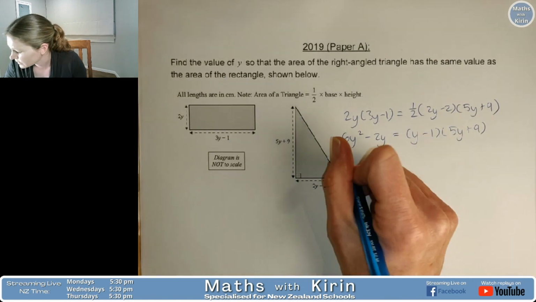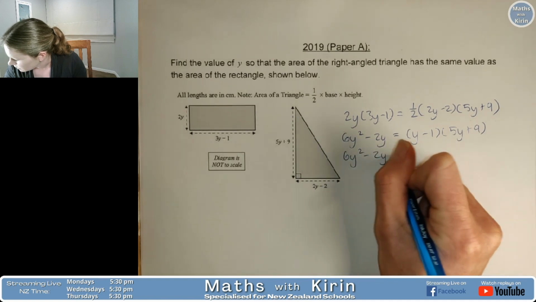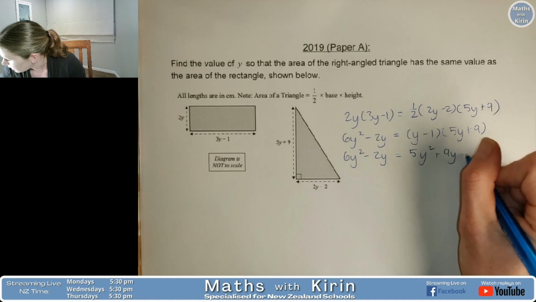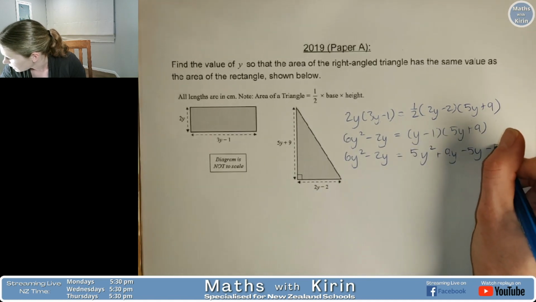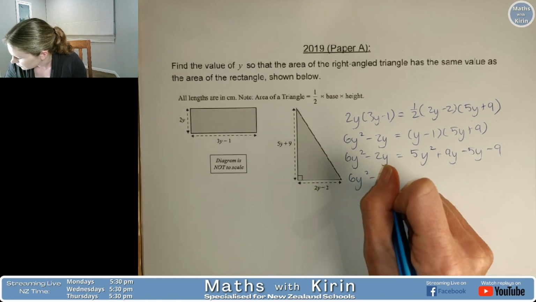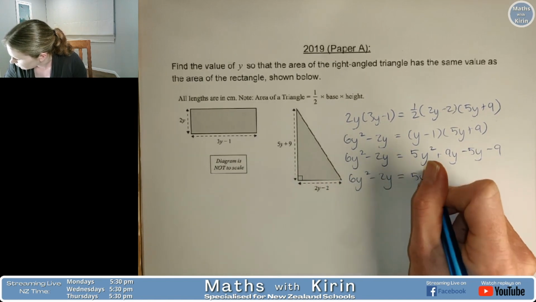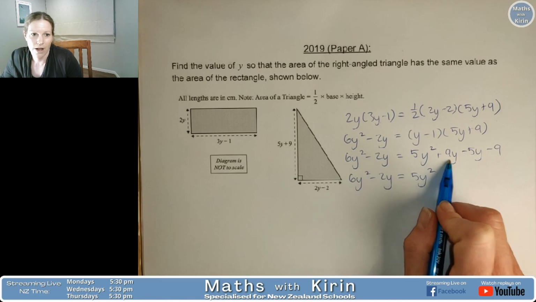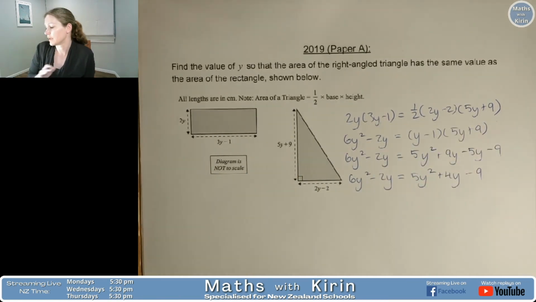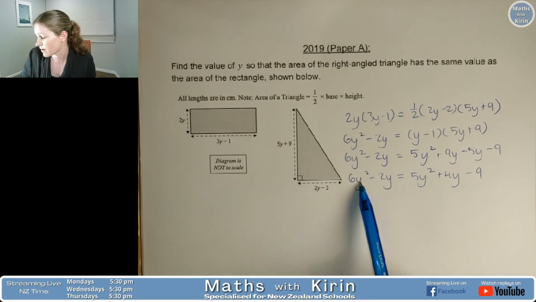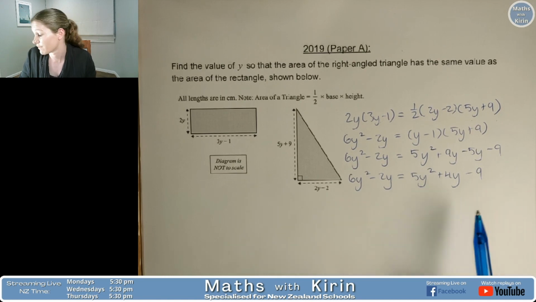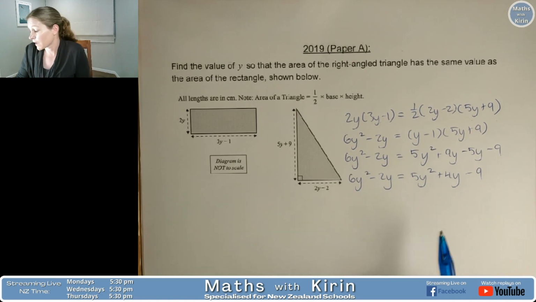So now we expand this, our left-hand side stays the same. We get 5y squared plus 9y minus 5y minus 9. So if we tidy this up first, we get 5y squared, 9y minus 5y is positive 4y, minus 9. It's a quadratic, we know that because we have our y squared term, so we want to make it equal to 0. So if we move everything to the left-hand side, we can do that.